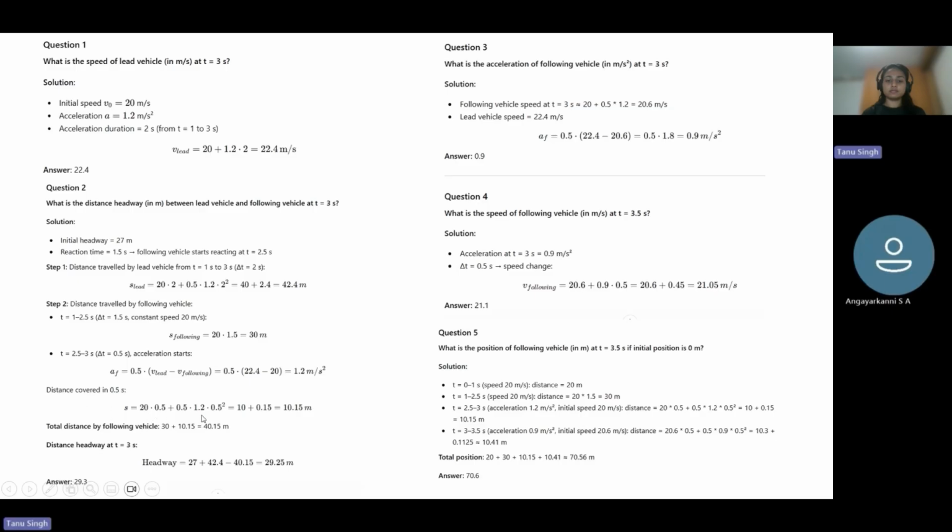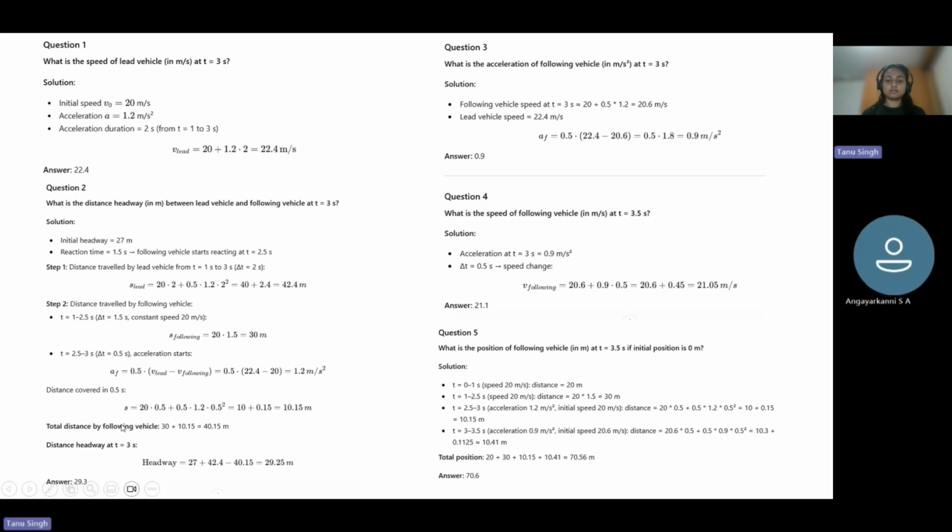Similarly, half base into height, we get half base. Here the A is changed to AF, that is 1.2, for the following vehicle. So this one was for the leading vehicle, this is for the following vehicle. So it is 10.15 meters.